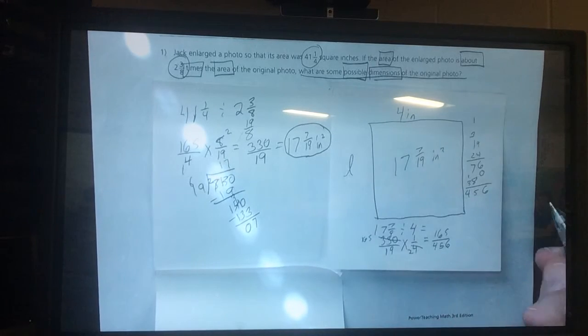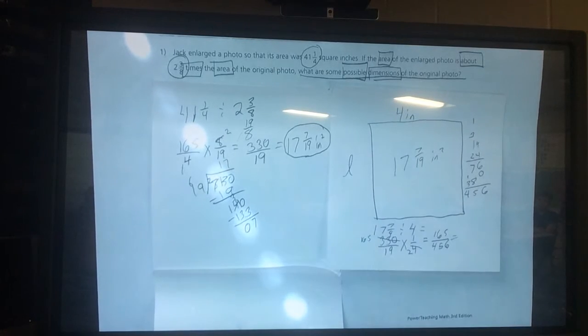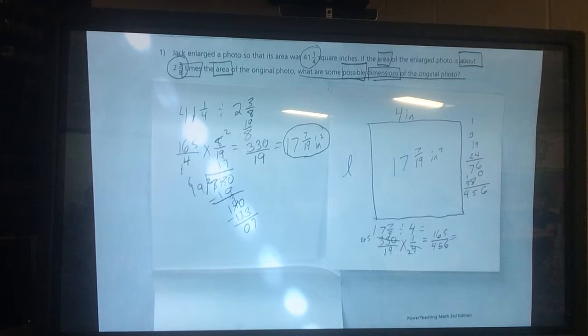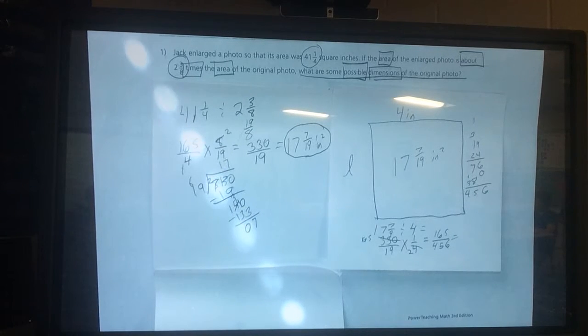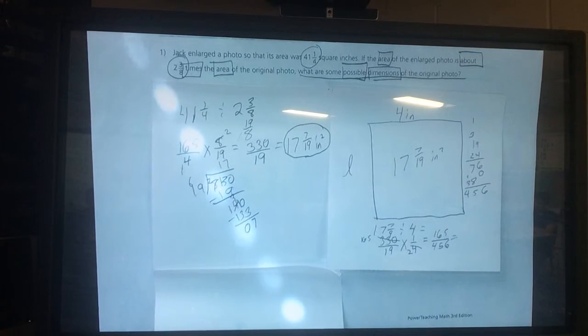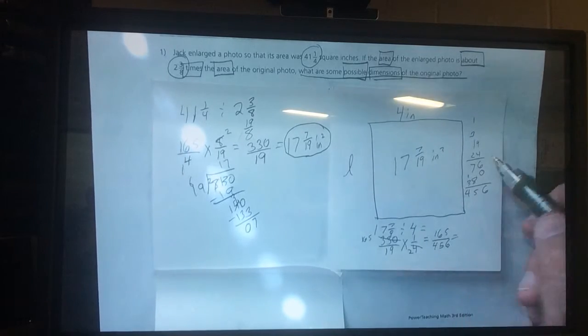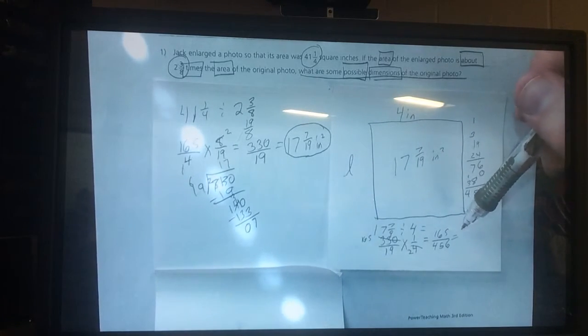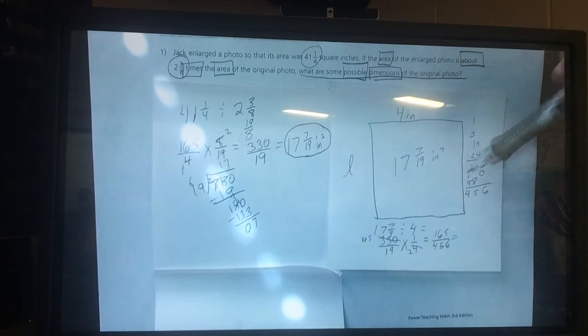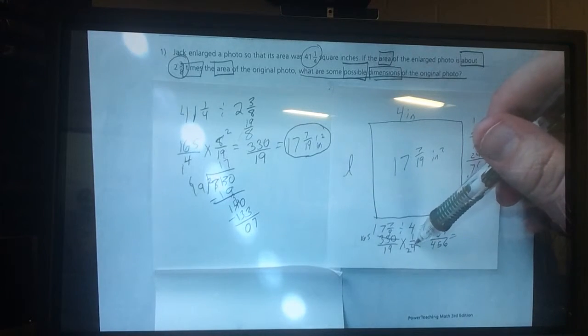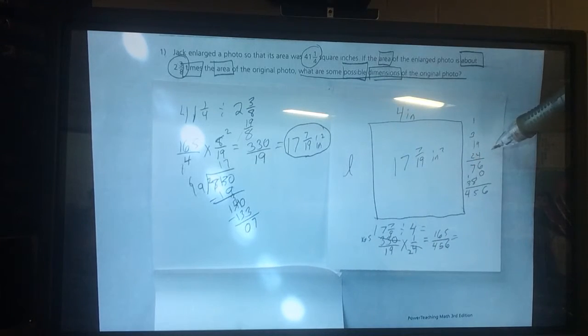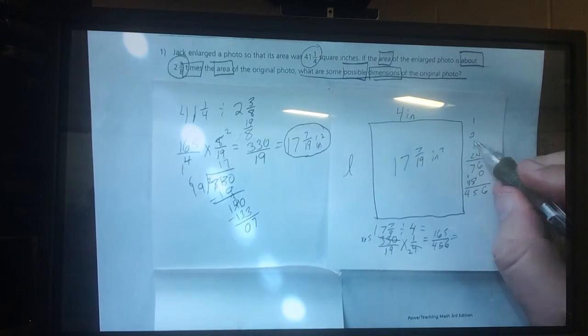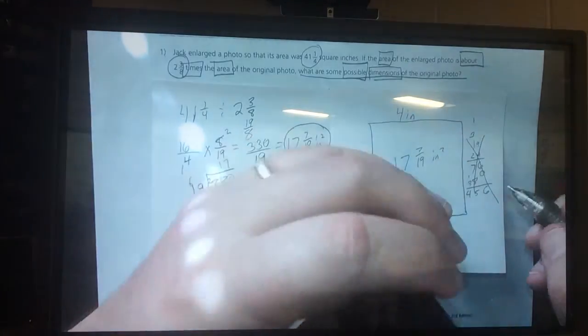I misspoke. Oh, I see my mistake. I knew I made an error because I knew that my numerator was going to have to be bigger than my denominator, and I see that where I had reduced this 4 to a 2, I accidentally wrote it as 24. So I know that's wrong. So I'm going to have to rework it just for a second.